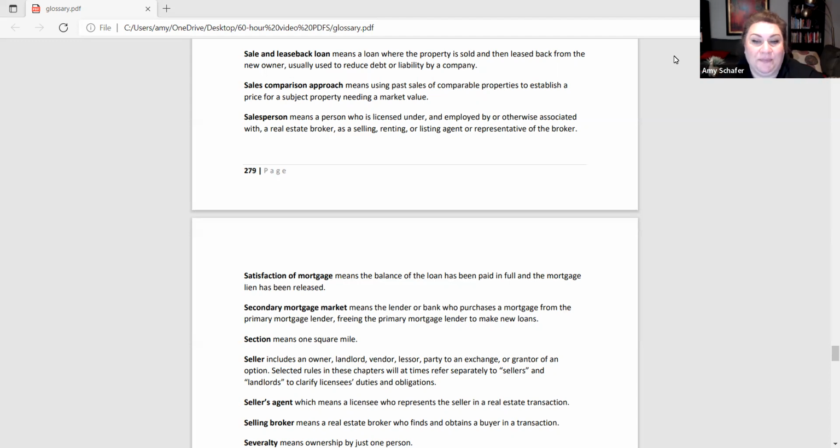Satisfaction of mortgage. This is two steps. One, the mortgage balance has been paid to zero. And it is also a release of the mortgage lien.